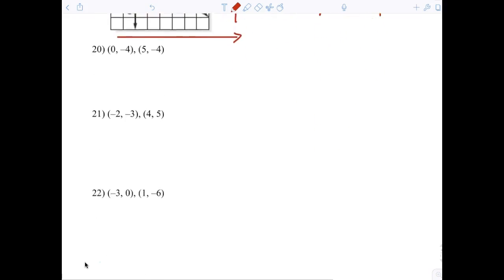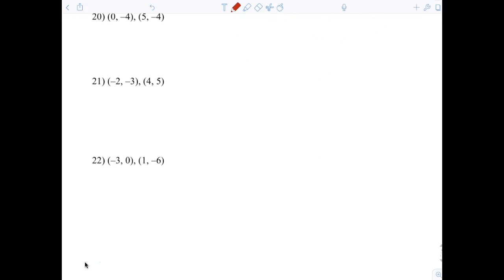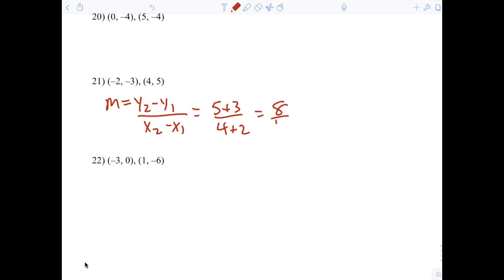All right, now on 21. What am I missing on 21? Slope. So I have to find the slope. So here we go: m equals y2 minus y1 over x2 minus x1. So what is that? 5 plus 3 over 4 plus 2, and it's 8 over 6, which reduces to 4 over 3.